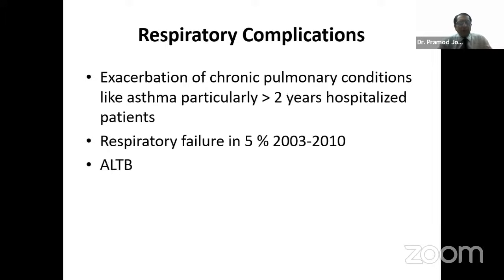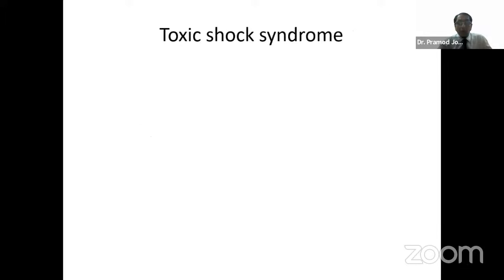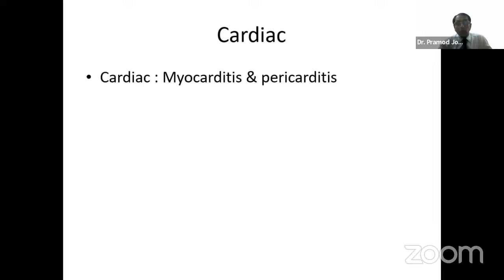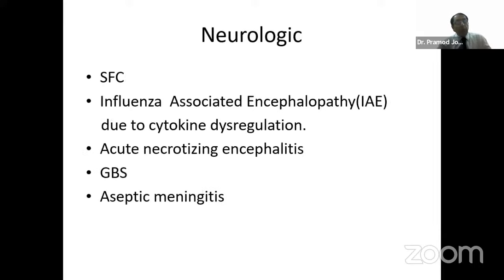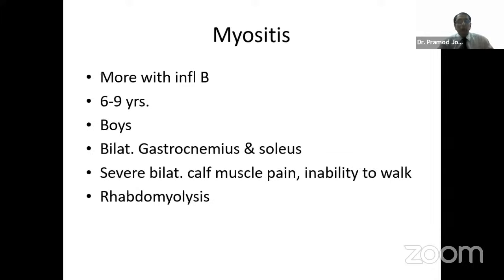In addition, exacerbation of the chronic pulmonary conditions like asthma, particularly beyond 2 years, is very, very important. And respiratory failure could occur in about 5%, and there could be acute laryngotracheal bronchitis. There could be toxic shock syndrome. There could be myocarditis. And very important are the neurologic complications, where there could be a simple febrile convulsion or influenza-associated encephalopathy due to cytokine dysregulation, or acute necrotizing encephalitis, or Guillain-Barré syndrome, or even aseptic meningitis. And one has to be very, very much aware of these neurological symptoms.